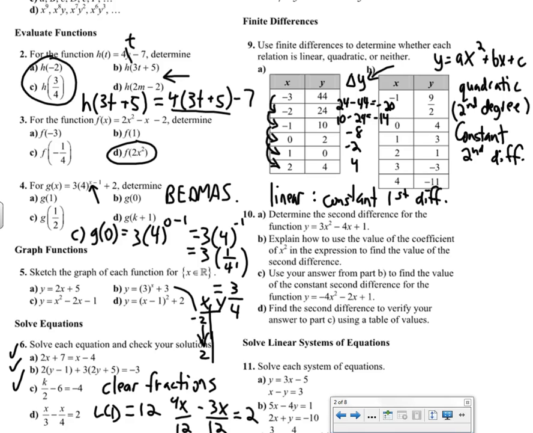And exponential equations, for example, have finite differences which will never be constant.